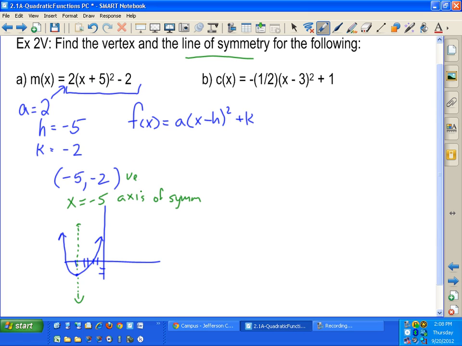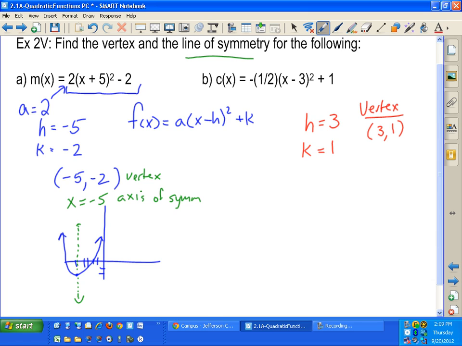Then we'll try the same thing. I would pause it and try it on your own, and then see if you can get the same thing I've got when we do this. So my vertex in this case, my h value is the opposite of what I see. It is the opposite of -3, so that's +3, and k happens to be +1. So my vertex of my parabola is at (3, 1).